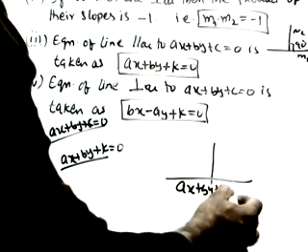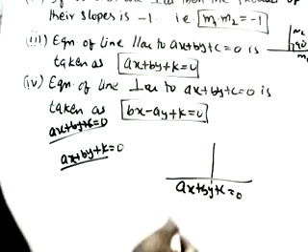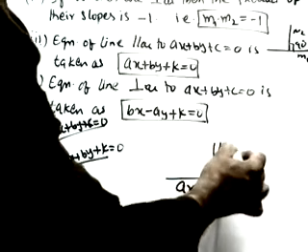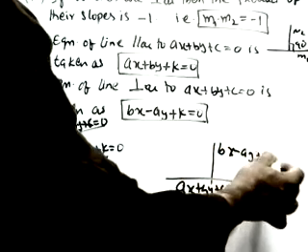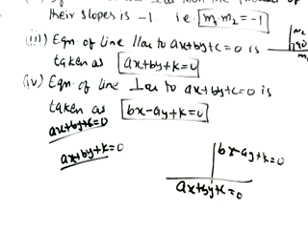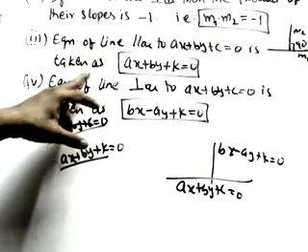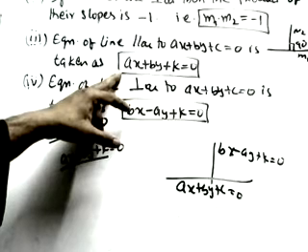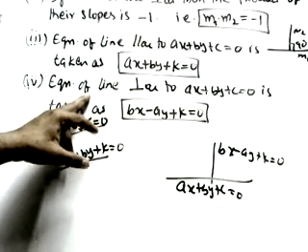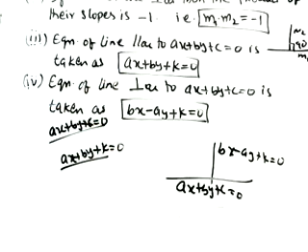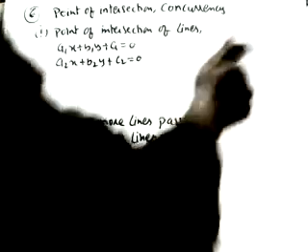Suppose one line equation is ax plus by plus c equals 0. The equation of a line perpendicular to this is taken as bx minus ay plus k equals 0. See here, the equation of a line parallel to ax plus by plus c equals 0 is taken as ax plus by plus k equals 0. The equation of a line perpendicular to ax plus by plus c equals 0 is taken as bx minus ay plus k equals 0.